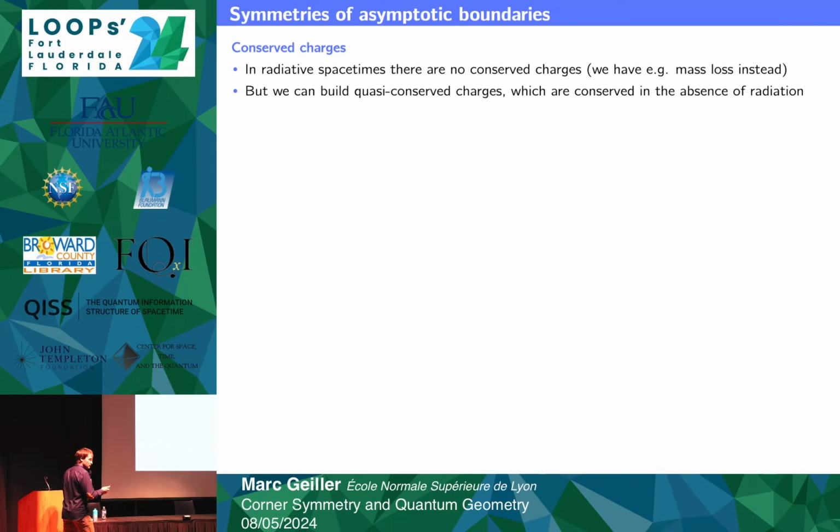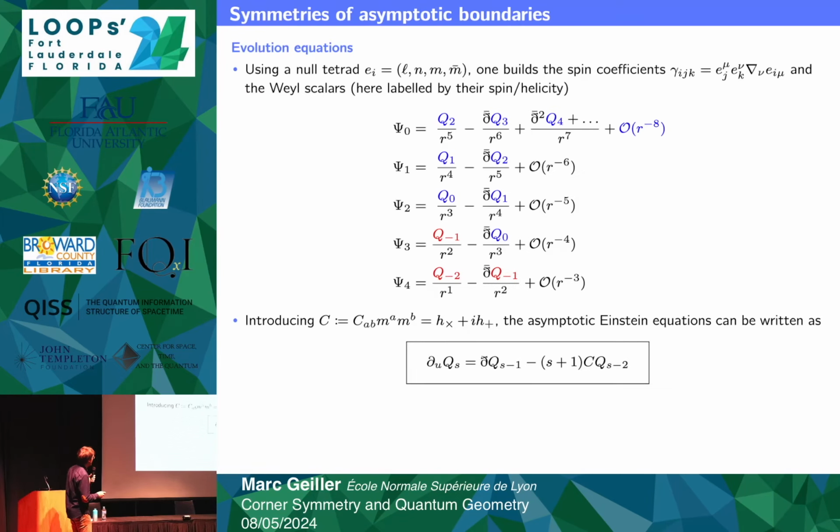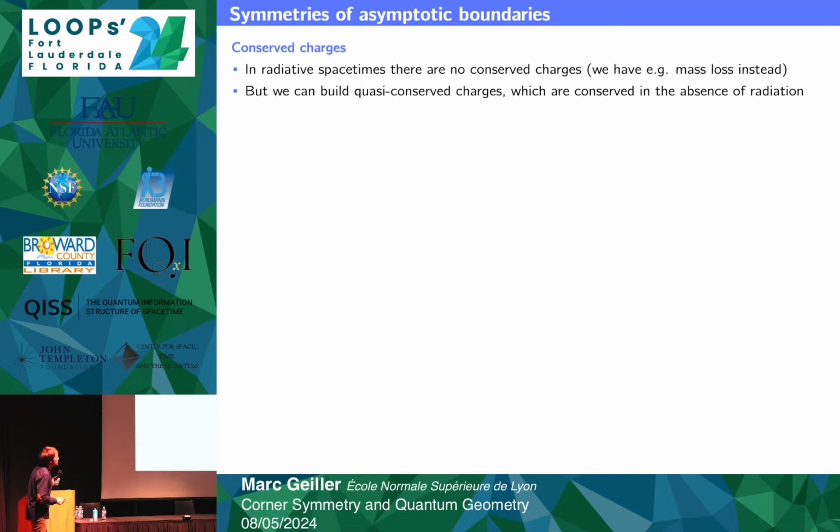Now, to jump ahead of myself, the last thing I want to argue is that there is a beautiful algebraic structure which arises from the fact that these higher spin quantities satisfy this compact form of the asymptotic Einstein equations. To do that, we first have to think about conserved charges, because we want to associate symmetries to conserved charges by Noether's theorem. But since we are describing radiative spacetimes, this is hopeless, because in radiative spacetimes there are no conserved charges, because you have radiation. For example, you have mass loss.